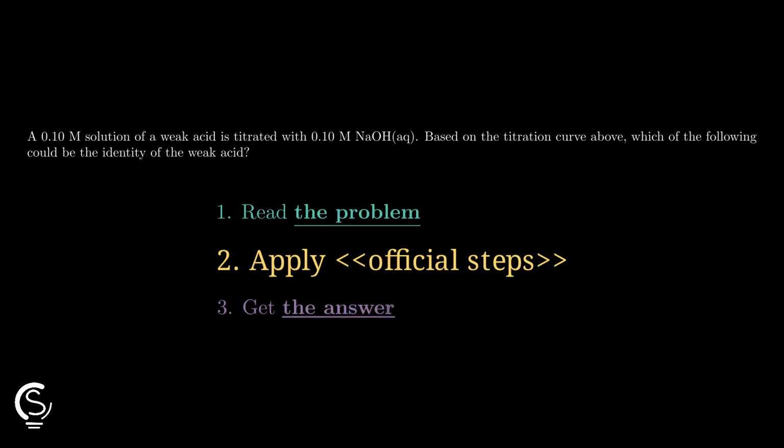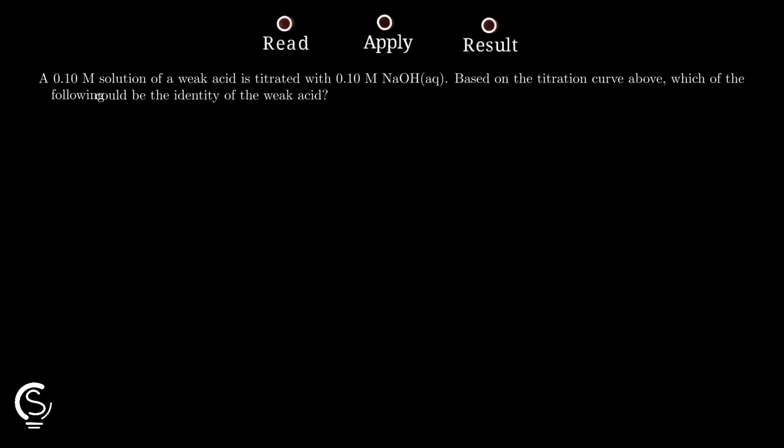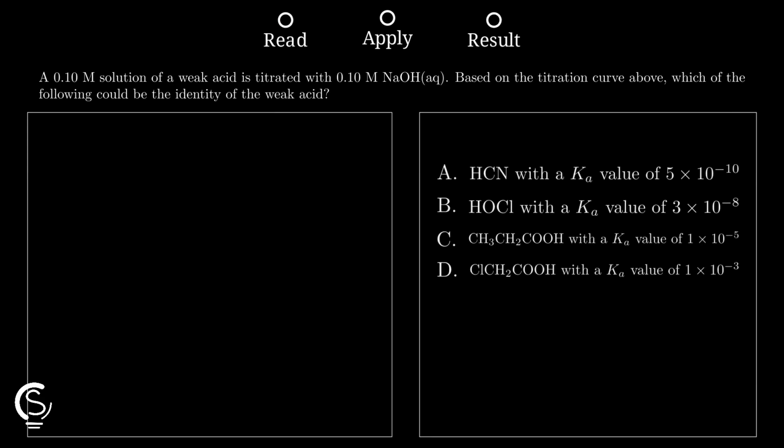Let's go! Titration curves look intimidating, but identifying the weak acid is fast if you know where to look. Let's solve this. First, we need to find the equivalence point on the graph where the curve is steepest. Looking closely, that happens at 20 milliliters of sodium hydroxide added to our weak acid solution.